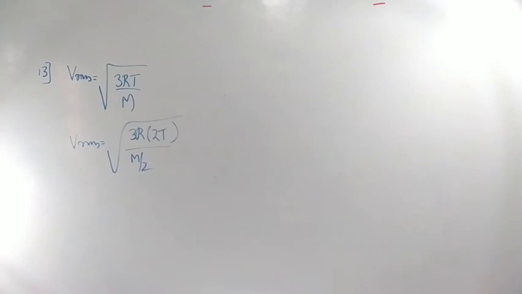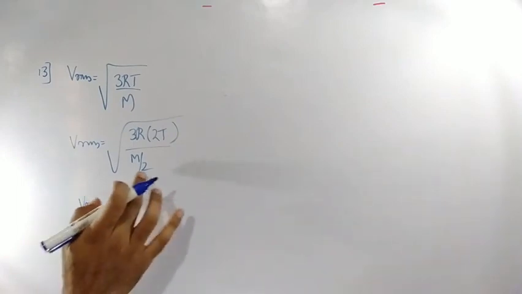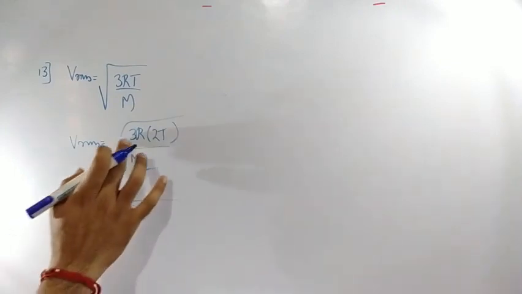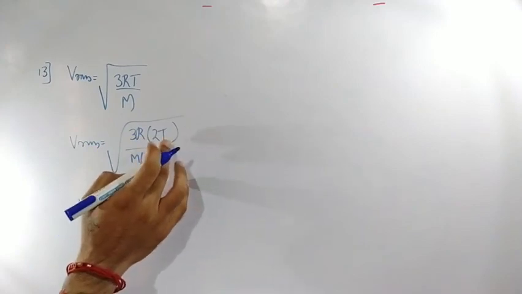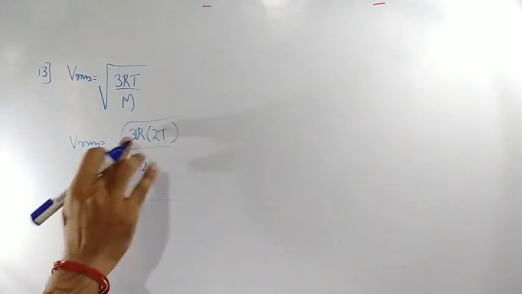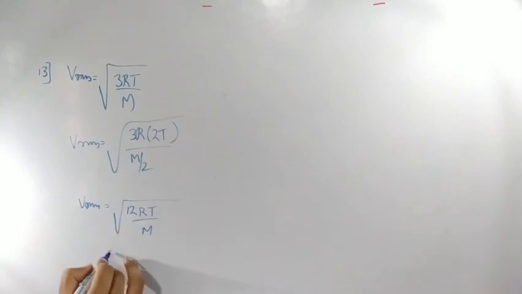So what I can write from this one, VRMS value will be equal to 3 2s are 6, 6 2s are 12, RT divided by M. So I can write this as 4 times root of 3RT divided by M. 4 3s are 12, 4 comes outside the root which will become 2. 2 times root of 3RT divided by M.